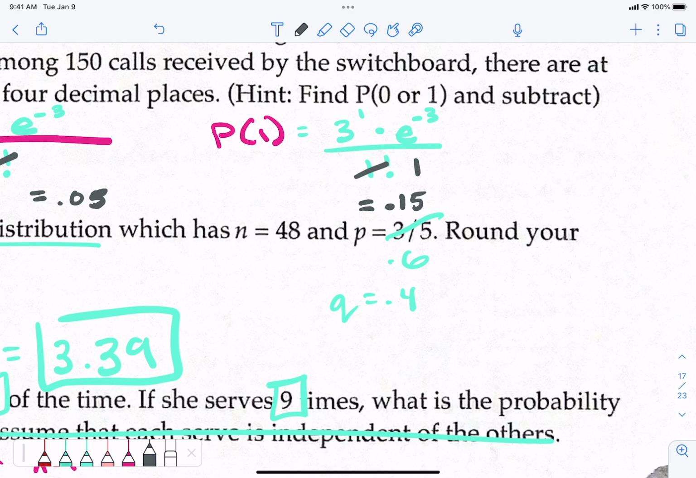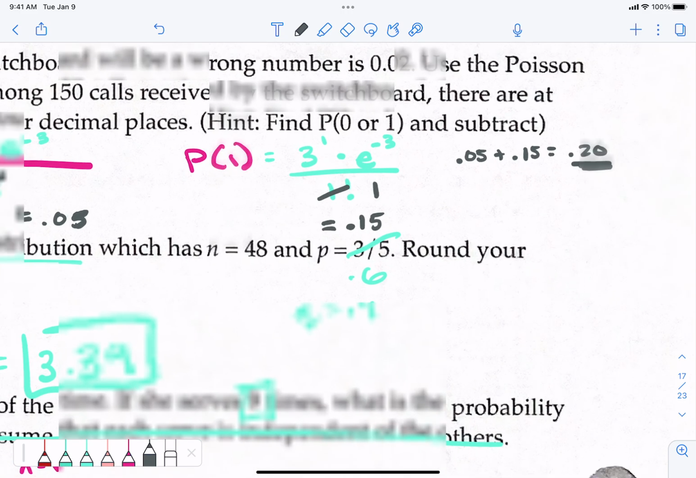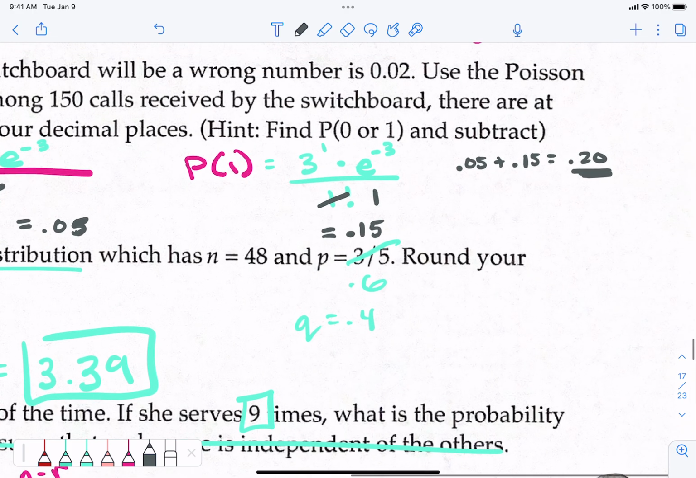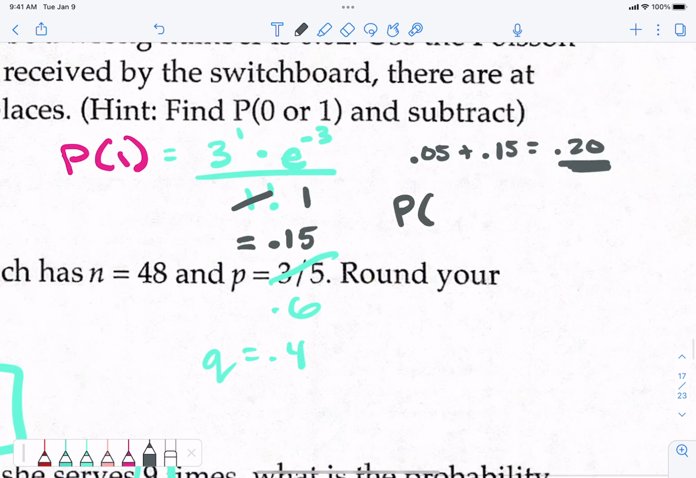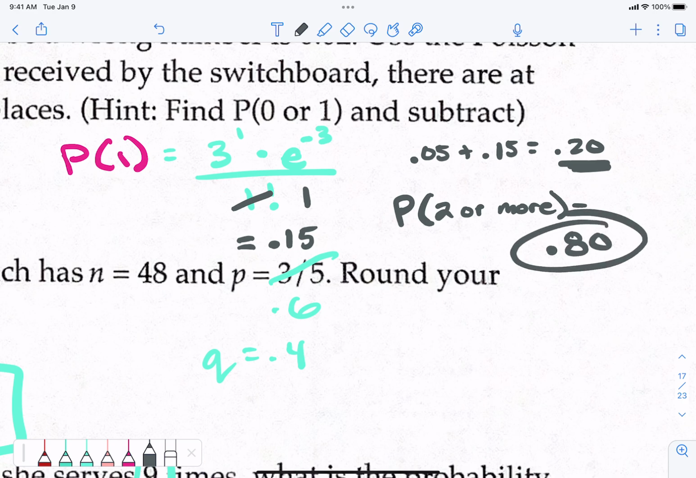0.2, 20%. So what's the probability of getting 2 or more wrong calls? 0.05 plus 0.15 equals 0.20. Okay, that's the probability of 0 or 1. I'm not going to box that. So the probability of 2 or more equals 1 minus 0.20, which is 0.80 or 80%.